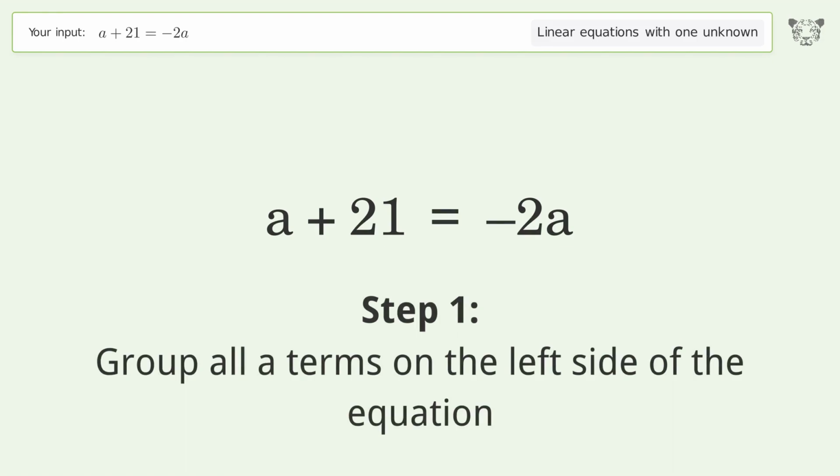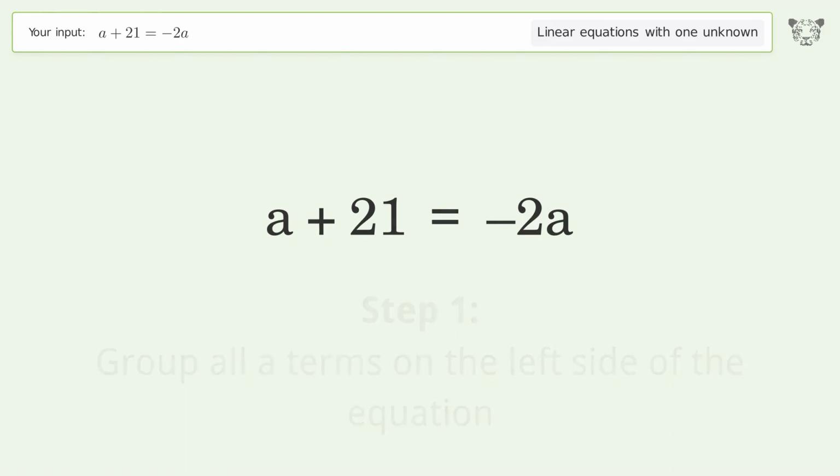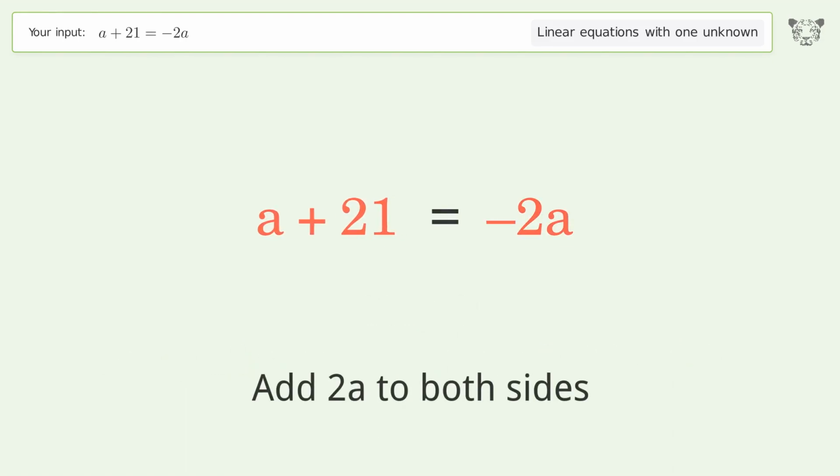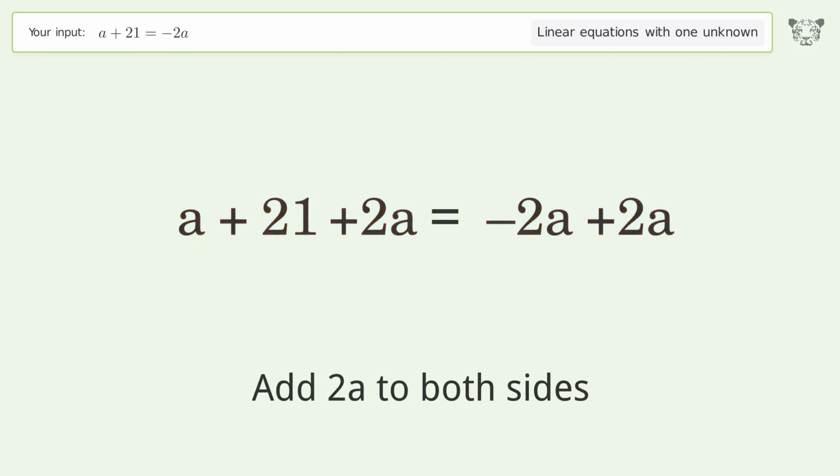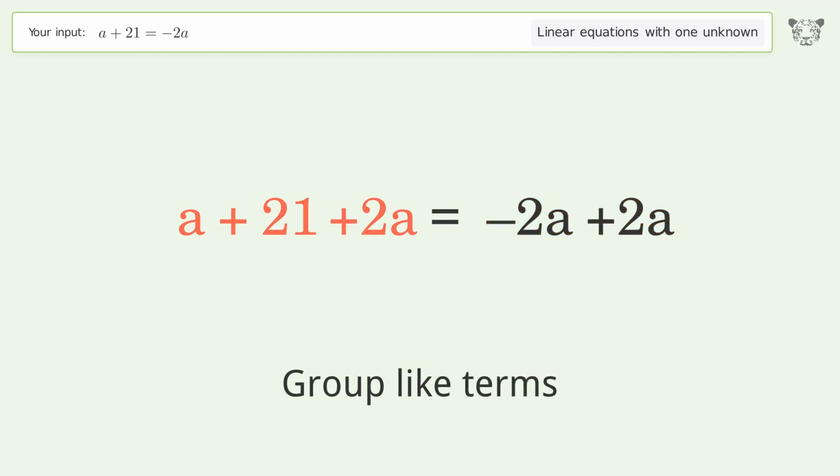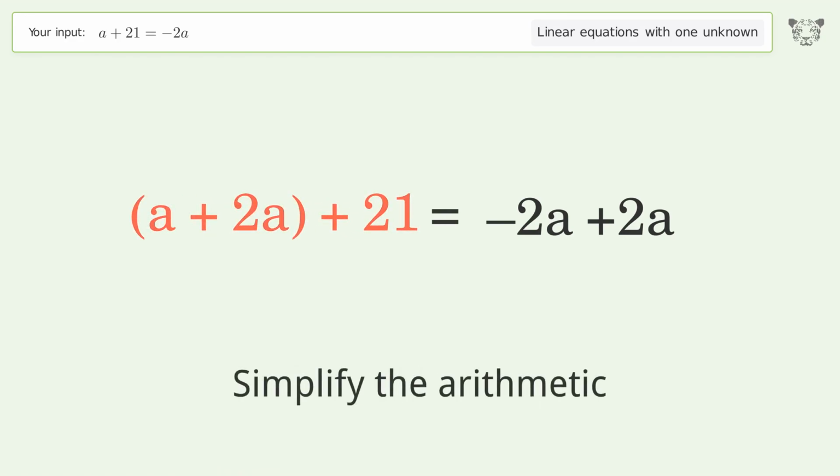Group all a terms on the left side of the equation. Add 8 to both sides. Group like terms. Simplify the arithmetic.